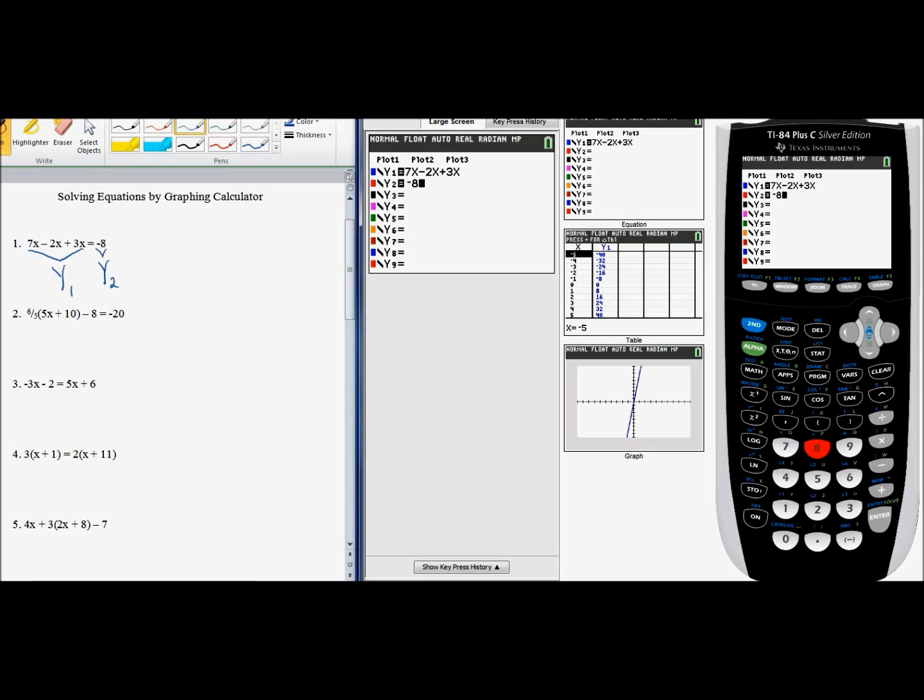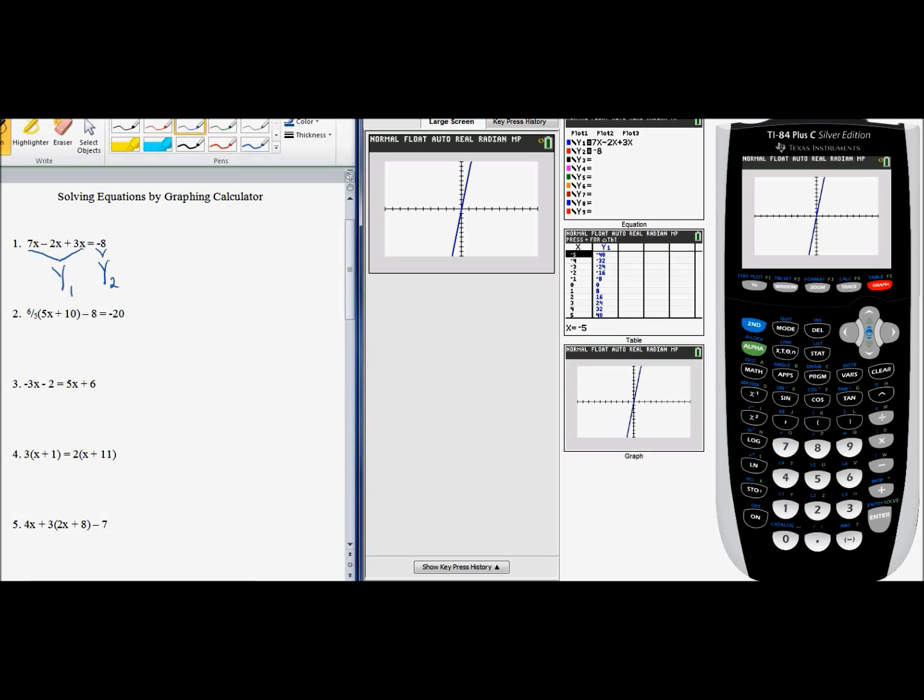Okay. First thing I want to do is hit graph so that it'll draw the picture. It's going to draw both lines. Just give it a second to draw everything. Okay, now you see the blue line is what I put in Y1, and the red line is the negative 8. Okay, so now I need to know where those two lines intersect. Where those two lines intersect is my solution.